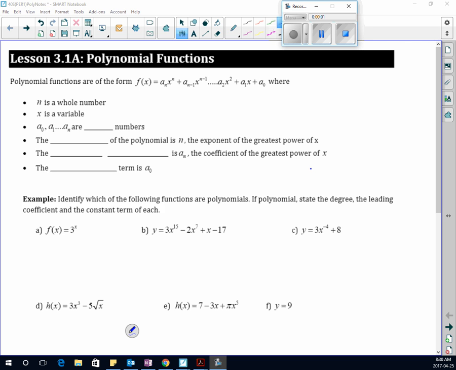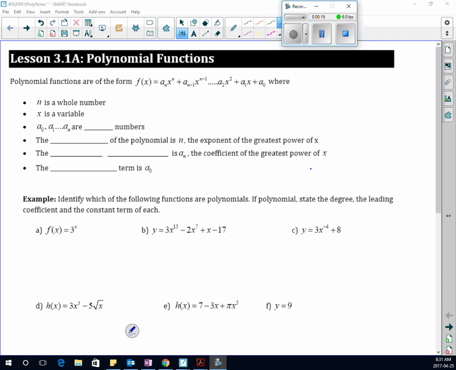So we're going to start polynomials. It's a pretty easy lesson today. We're just going to go back to grade 9. This is when you learned what a polynomial was. So polynomials are in the form f of x equals a sub n x to the power n plus a sub n minus 1, blah, blah, blah.